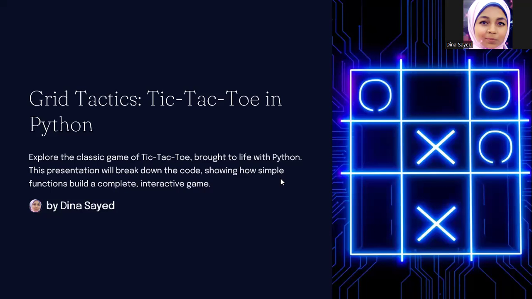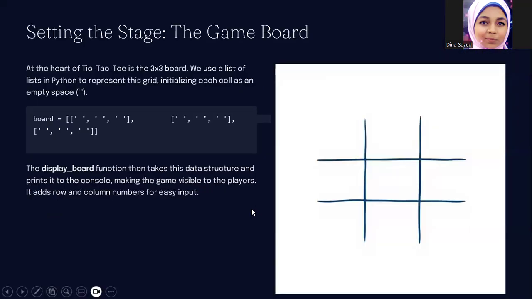Hello everyone. In today's tutorial, we are going to create the Grid Tactics version of Tic-Tac-Toe in Python, which we call casually XO. We're going to explore the classic game brought to life using Python. In this presentation, we will break down this code and show how simple functions build a complete interactive game. So let's start by setting the stage: how we create it.